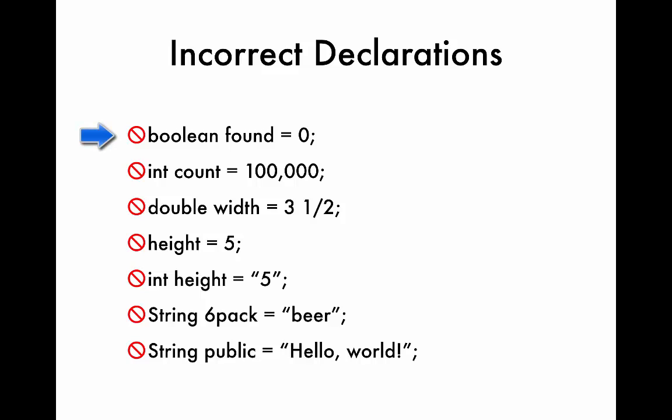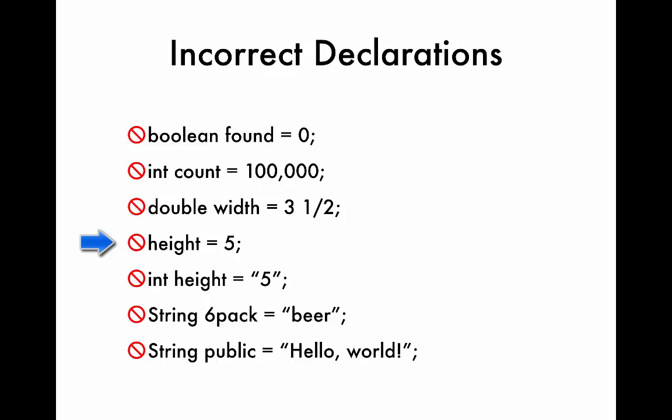First, a value of 0 cannot be assigned to a Boolean variable. Boolean variables can only have a value of true or false. Second, numeric literals cannot contain commas in Java. If you want to assign 100,000 to the variable count, leave out the comma. Third, the 1/2 notation is not a valid number. If you want to assign 3.5 to width, then you should write 3.5.